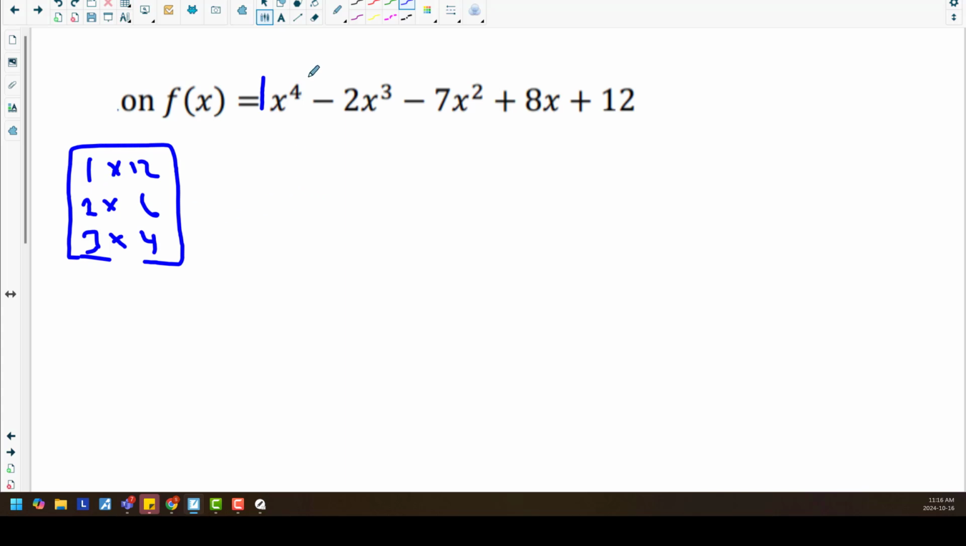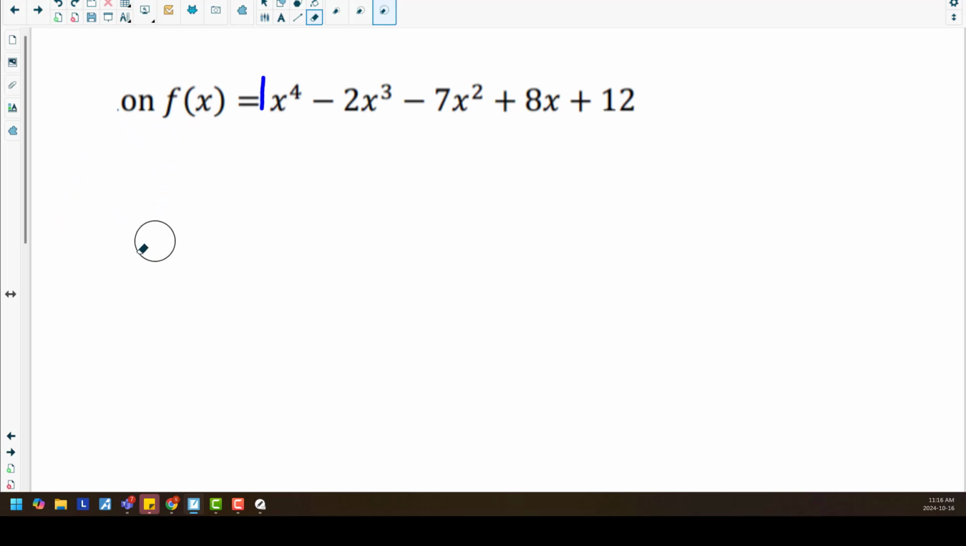So let's get rid of that box. Let's write it out properly. So positive 1, negative 1.